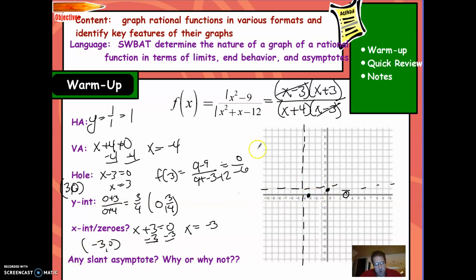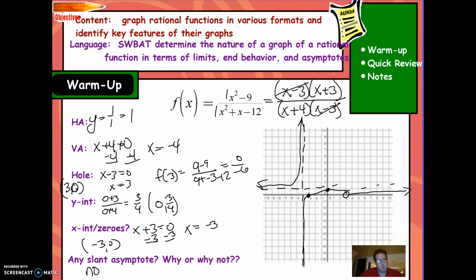Any slant asymptotes, why or why not? There are no slant asymptotes, and the reason why is because the numerator is not bigger than the denominator. And I believe we have enough there to be able to graph. So it's going to look something like this, go this direction, and then something like this on the other side.